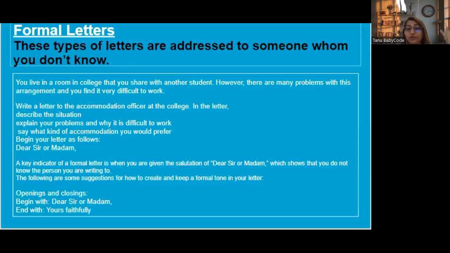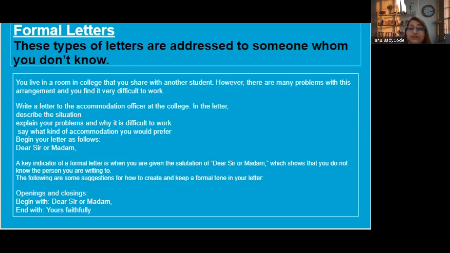Now there are 3 bullet points. First is describe the situation. Second is explain your problem and why it is difficult to work. Third is say what kind of accommodation you would prefer. So you have to describe these 3 bullet points in your letter. These are the most important points which you need to elaborate or extend on. Begin your letter as follows.